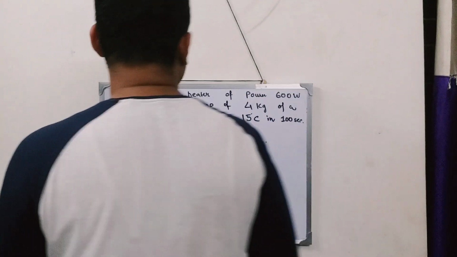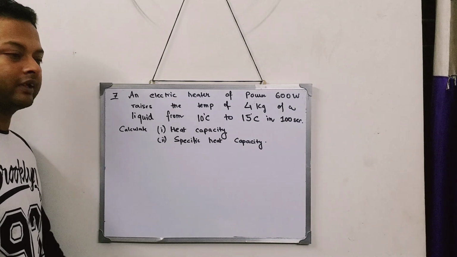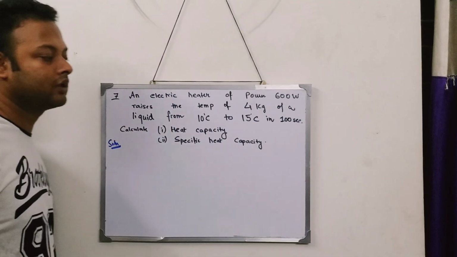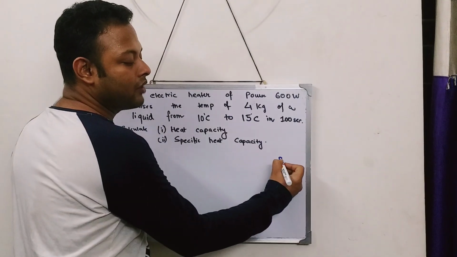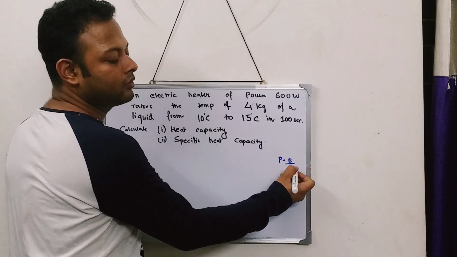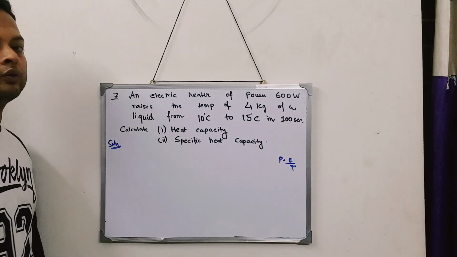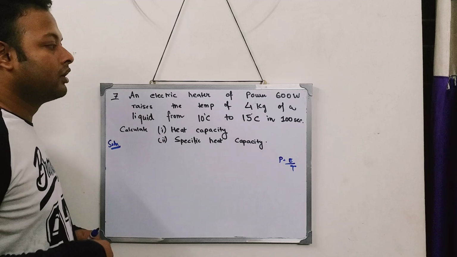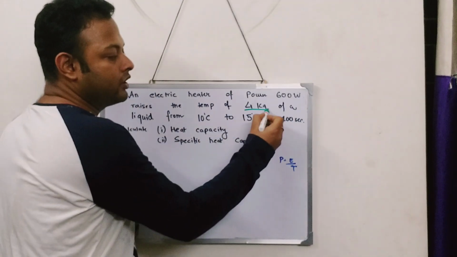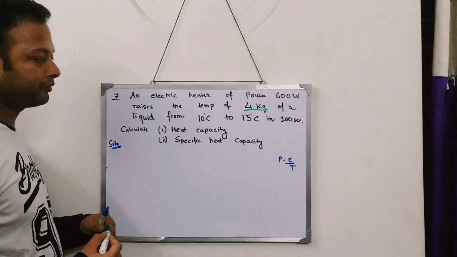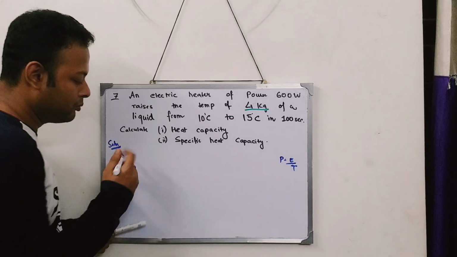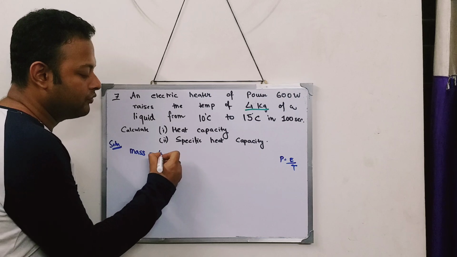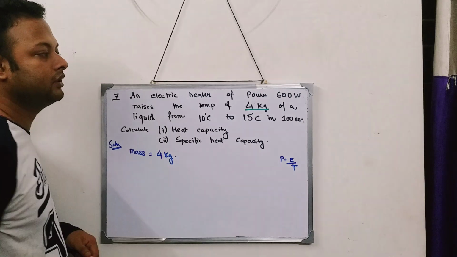Now we will be doing question number 7. This question also requires the previous formula that I taught you, power is equal to energy by time. This formula will also be utilized in this sum. Now go as per the question. The mass of the body is 4 kg. So I can write mass is equal to 4 kg.